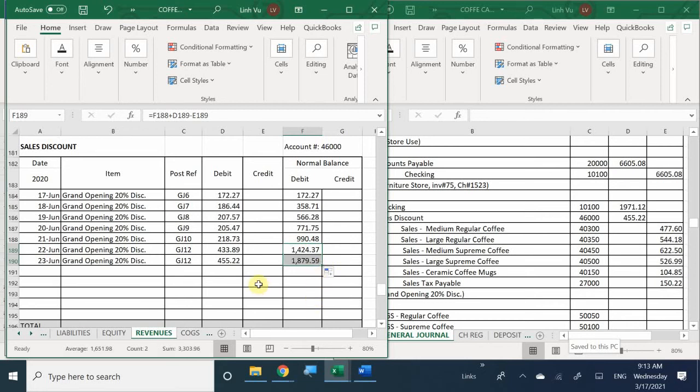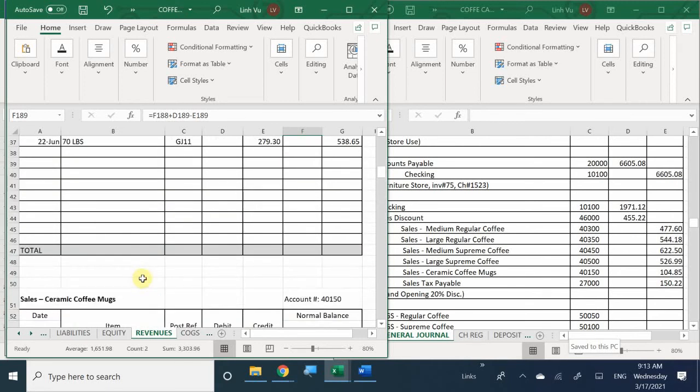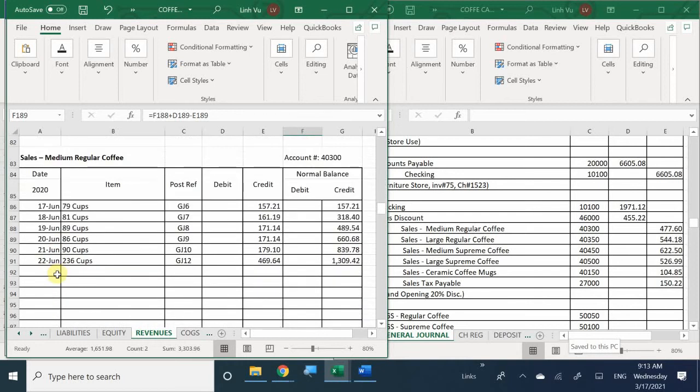$1879.59. Good. Right. And we're gonna go all the way up to our sales for the regular coffee cups, excuse me. So how many cups did I sell? 240. Okay, general journal 12 for 47760, making my grand total to be 1787.02. Good.